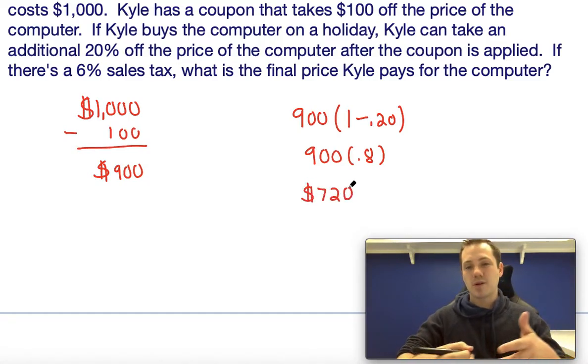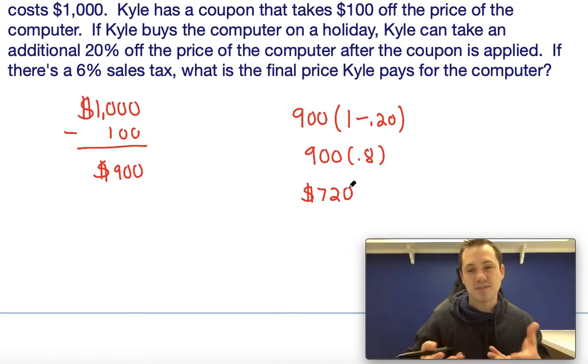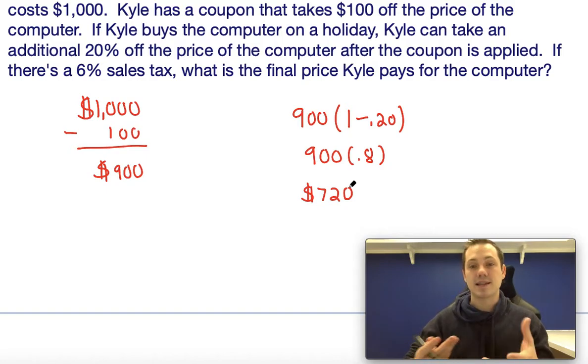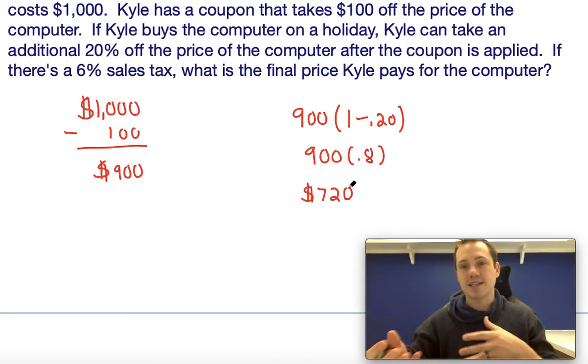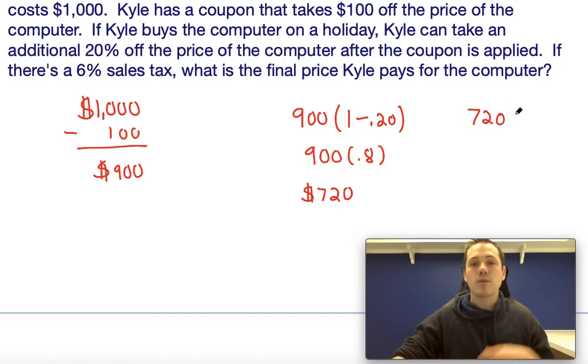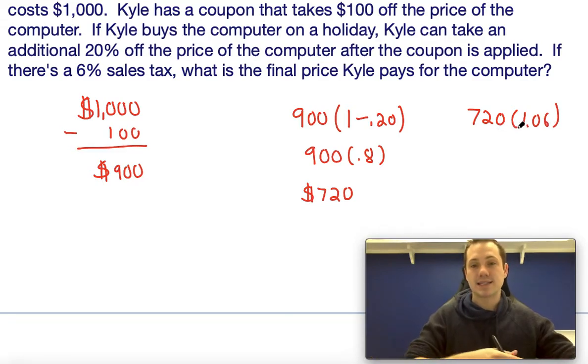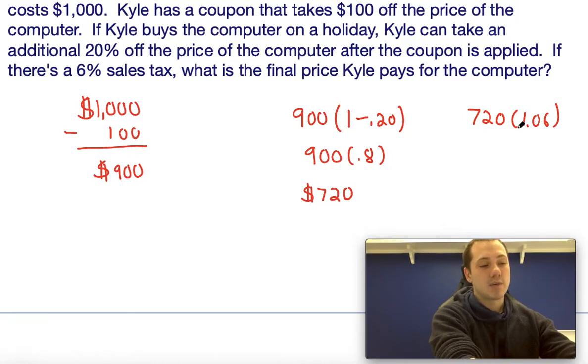So right now, the computer costs $720, but anyone who's ever been shopping, unless maybe you live in Delaware or a state that doesn't have sales tax, knows that you have to pay a little bit extra on it, right? Uncle Sam has to get his cut. So we're going to have to take that $720 and multiply it by 1.06. That's 1 plus 0.06, because 6% is going to be 0.06.